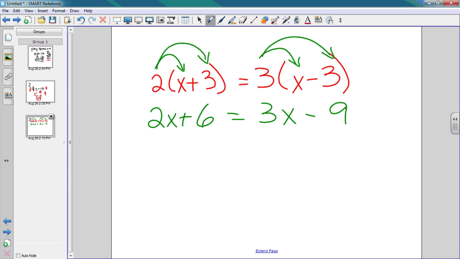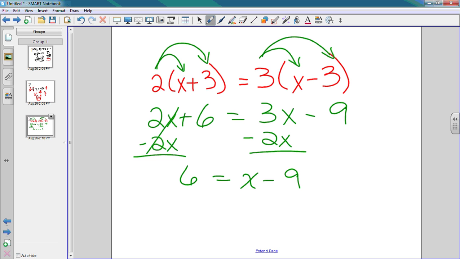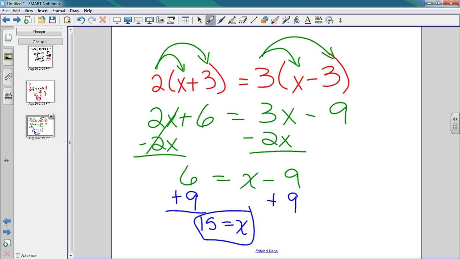I have to get this x over here or this x over here. Subtract 2x from both sides. There we go. So I'm left with 6 equals 1x, or just x, minus 9. Then I add 9 to both sides. Very good. So x equals 15. Some teachers make you rewrite it, x equals 15. I don't. I'm okay if you just leave it 15 equals x.